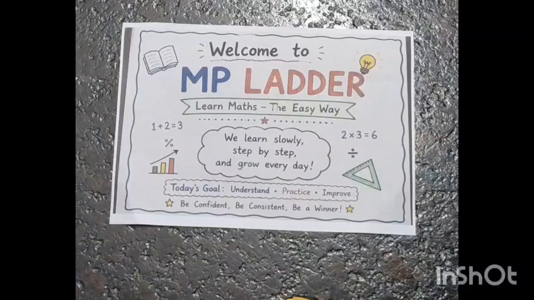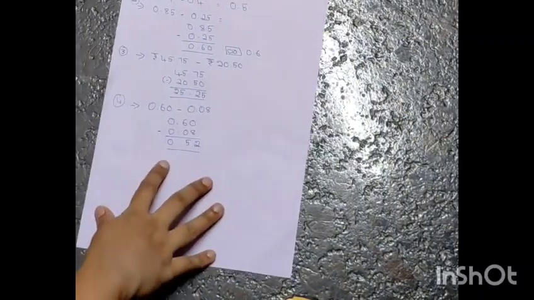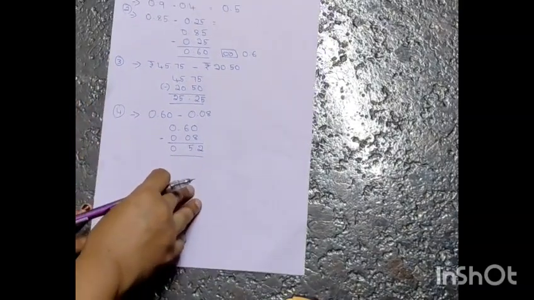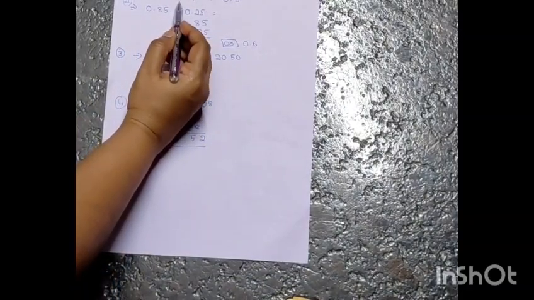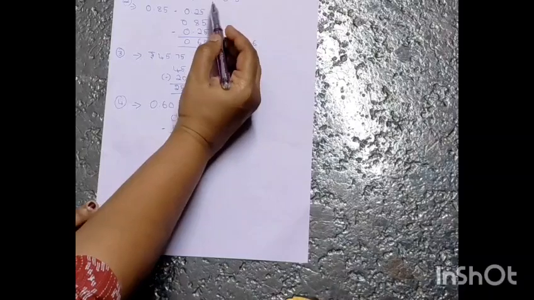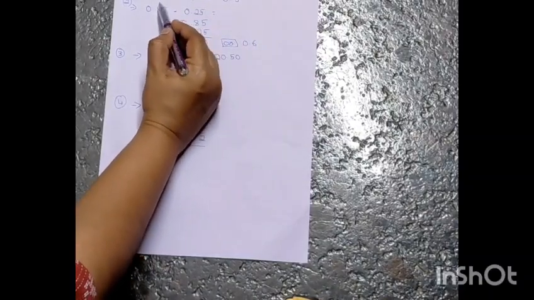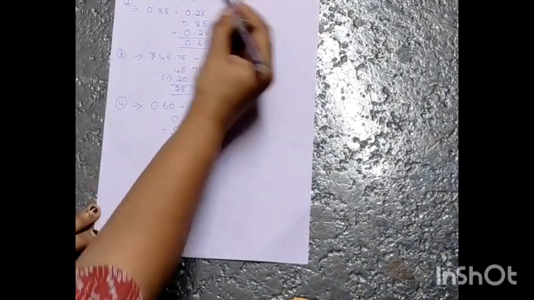Before starting today's topic, let us quickly check yesterday's answers. Shall we start yesterday's answers quickly? First question, 0.9 minus 0.4. Both are tenth place. So what is the answer? 9 minus 4 is 5. So 0.5 is the answer.